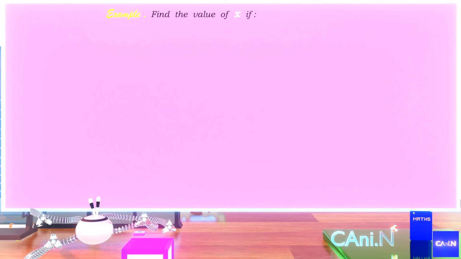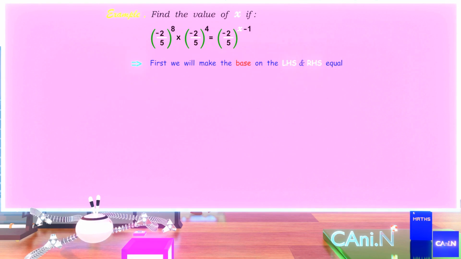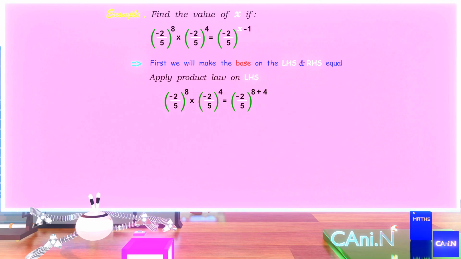Example. Find the value of x if (minus 2 by 5) raised to the power 8 into (minus 2 by 5) raised to the power 4 equals (minus 2 by 5) raised to the power x minus 1. First, we will make the base on the left-hand side and right-hand side equal. Apply product law on LHS. (Minus 2 by 5) raised to the power 8 into (minus 2 by 5) raised to the power 4 equals (minus 2 by 5) raised to the power 8 plus 4.